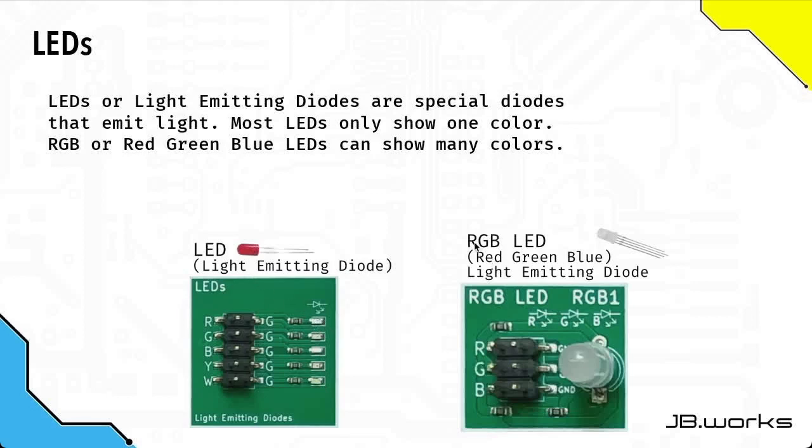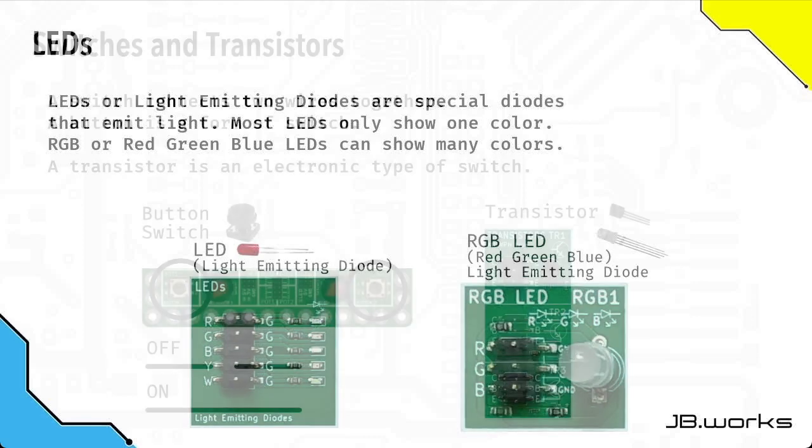Now a second type are RGB, or red, green, and blue LED diodes. These let you show many different colors by combining various combinations of red, green, and blue. So basically we have light-emitting diodes that just emit one color, and then RGB light-emitting diodes that let you emit many different colors.